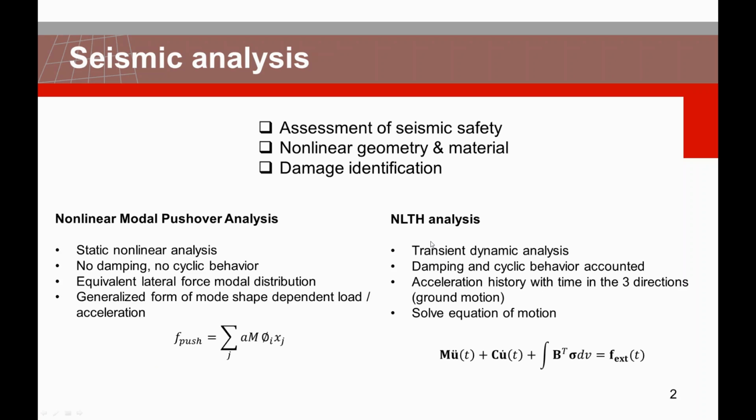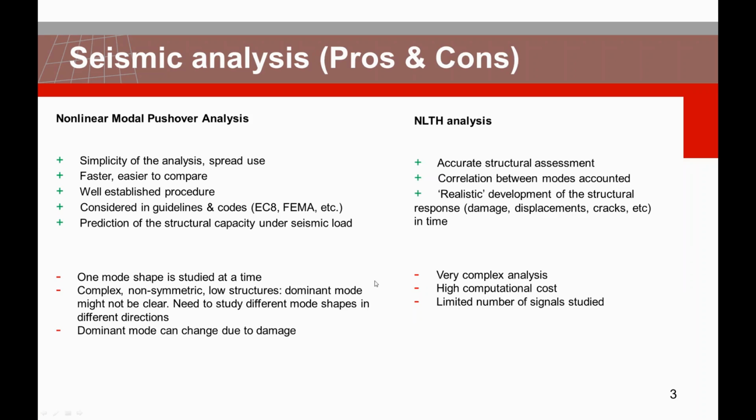In the case of the full nonlinear time history analysis, it is a transient dynamic analysis where we solve the equation of motion, and damping and cyclic behavior are accounted for. So we input the acceleration history with time, which can be in the three directions, to reproduce the ground motion. We can continue this comparison in terms of the pros and cons of the two models.